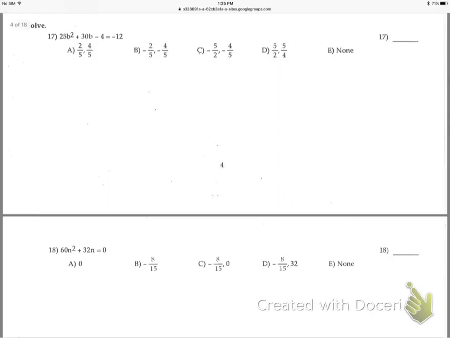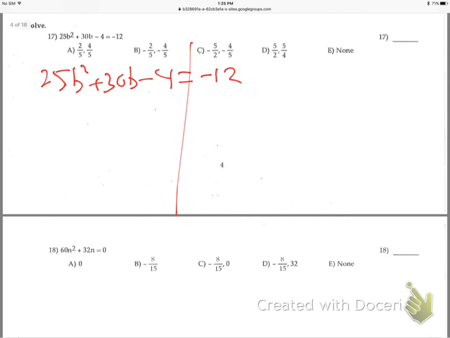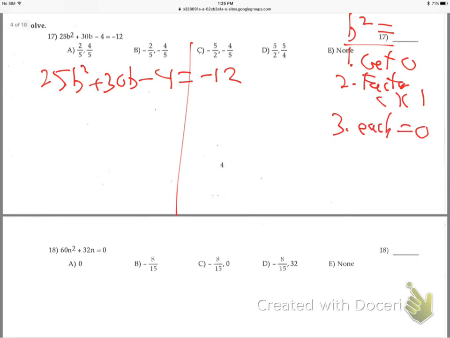All right, 17. So 25b squared plus 30b minus 4 equals 9. So what do we do on this one? We've got b squared. What does that mean? It's the C monster. Get a 0, right? Whenever you've got that, again, I'll write it. When you have a b squared with an equal sign, step 1, get a 0. Step 2, factor, you know, with the parentheses. Step 3, each one gets their own 0. Right?